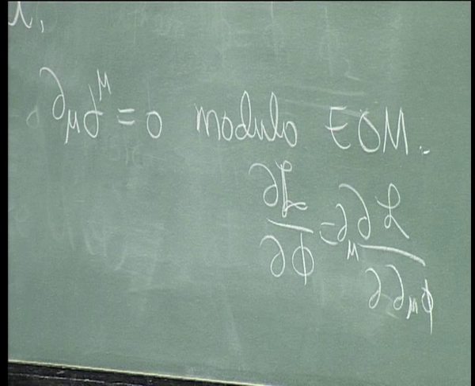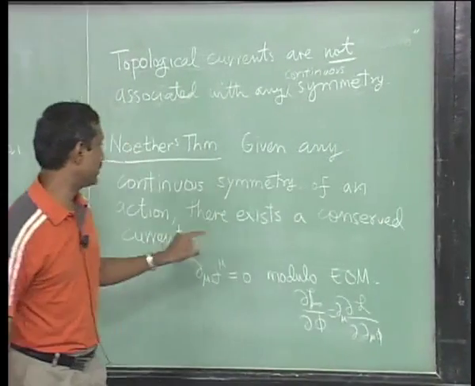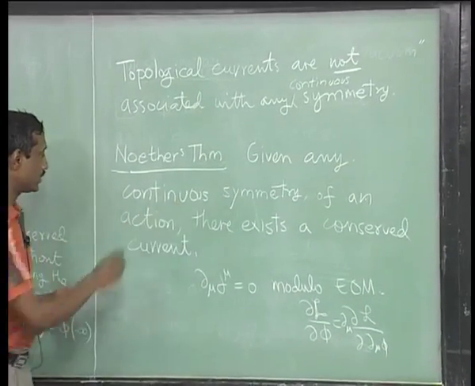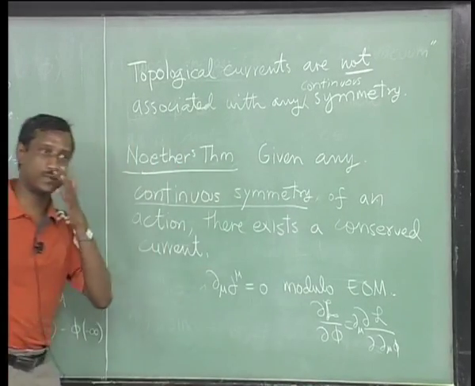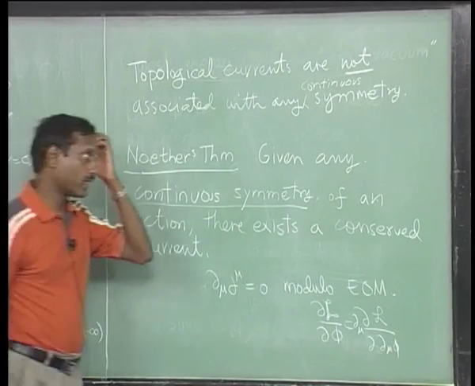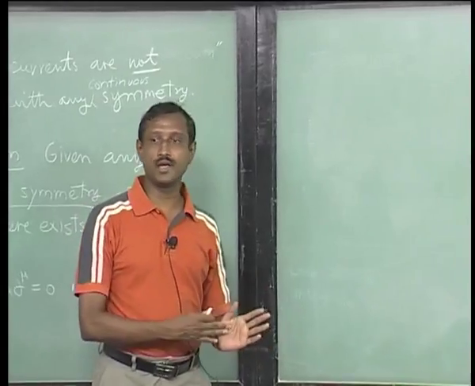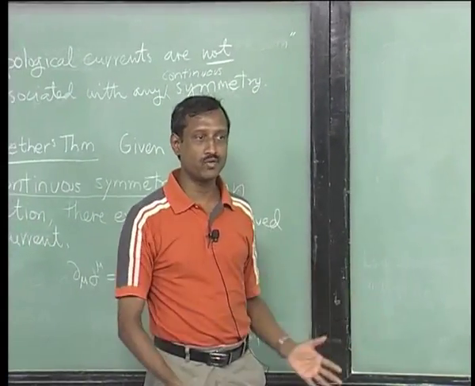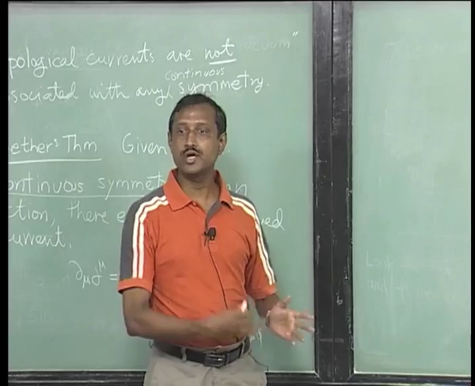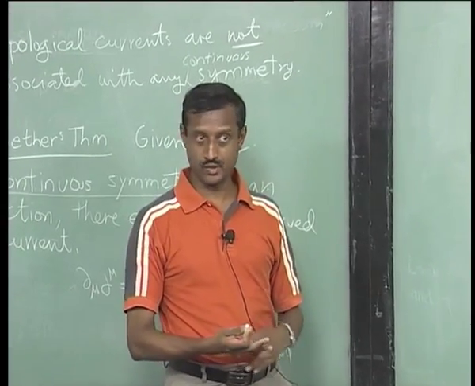Okay, so let us see how. Before that, let us understand what we mean by this. First, let us understand what we mean by a continuous symmetry. We have already seen in groups that there are discrete groups which have a finite number of elements. There are also continuous groups like the rotation groups.